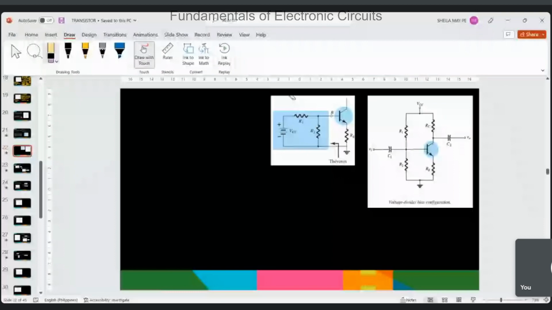Okay, so in exact analysis class, it uses the so-called Thevenin's theorem. Now, in Thevenin's theorem, to simply put it, we simplify our voltage, which we call VTH.